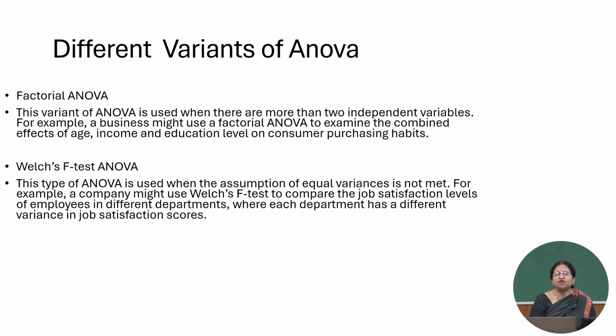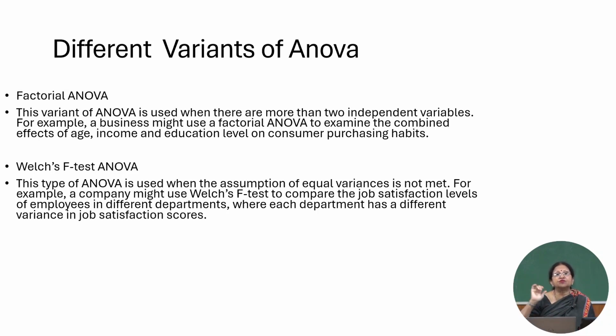Different variants of ANOVA. Factorial ANOVA. This variant of ANOVA is used when there are more than two independent variables. For example, a business might use a factorial ANOVA to examine the combined effect of age, income, and education level on consumer purchasing habit.